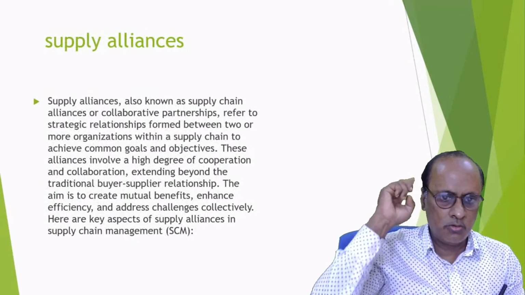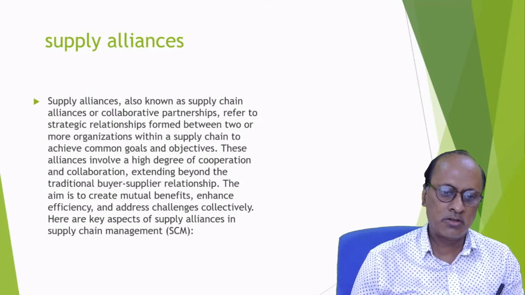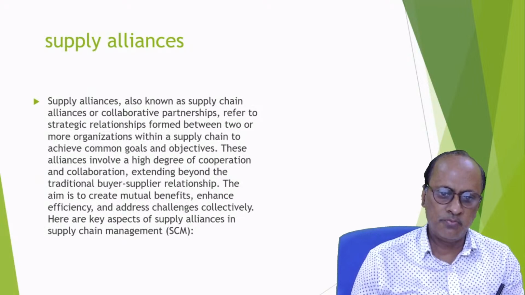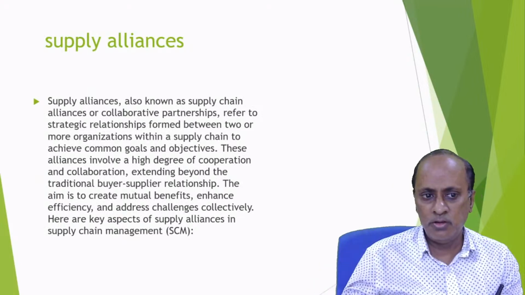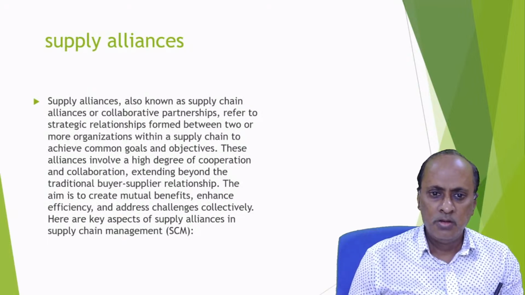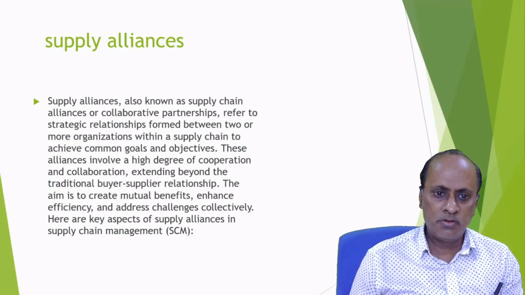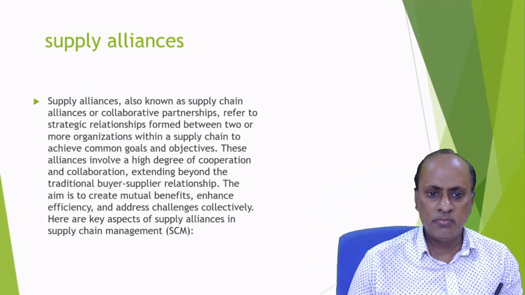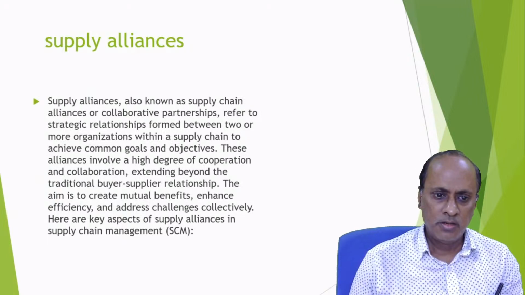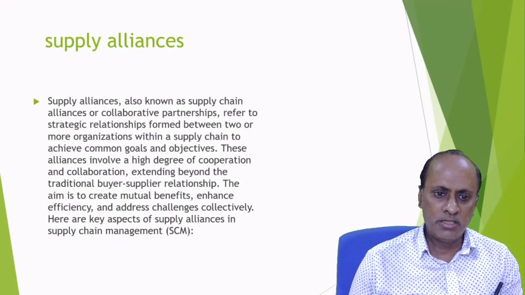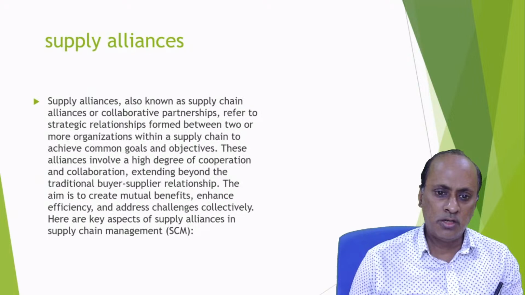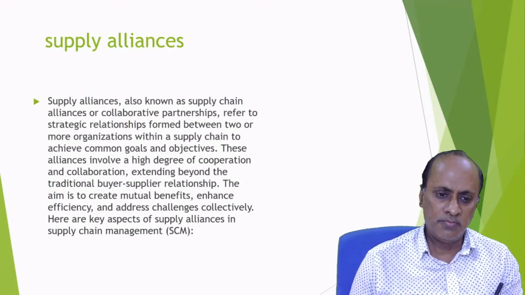Supply alliances, also known as supply chain alliances or collaborative partnerships, refer to strategic or long-term relationships formed between two or more organizations within a supply chain to achieve common goals and objectives. These alliances involve a high degree of cooperation and collaboration, extending beyond the traditional buyer-supplier relationship. The aim is to create mutual benefit, enhance efficiency, and address challenges collectively.